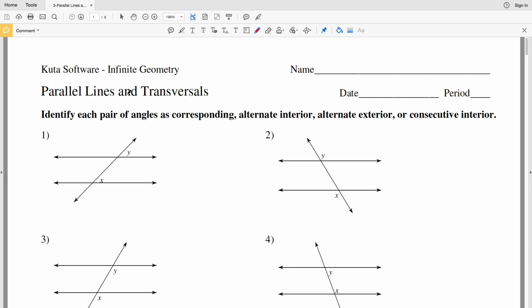In this video, we're going to start the Parallel Lines and Transversals worksheet on the KutaSoftware website under the Geometry tab. This is a free worksheet provided by KutaSoftware, and I'll leave a link in the description below so that you know where to find this.